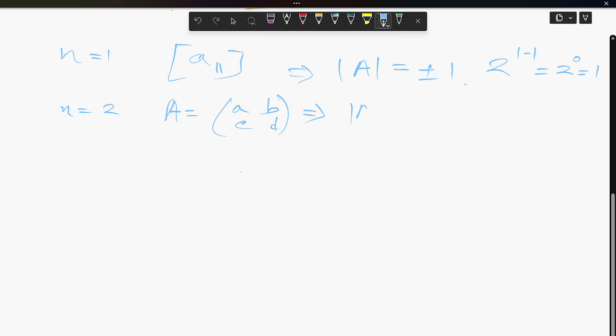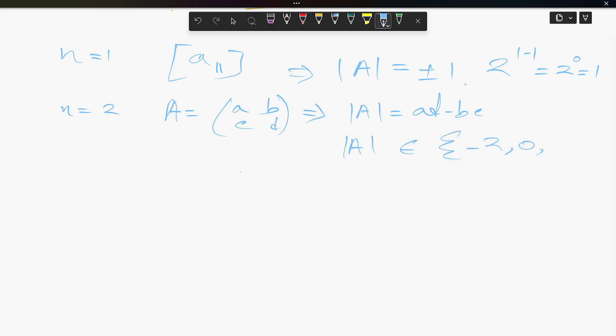Very good. Then the determinant of A will be ad minus bc. Now each of a, b, c, d is plus 1 or minus 1. So ad and bc will also be plus or minus 1. Hence we can say that the determinant of A should lie only between these values. And we can say that 2 to the power 2 minus 1, that is 2 to the power 1, which is 2, and 2 divides all possible cases.